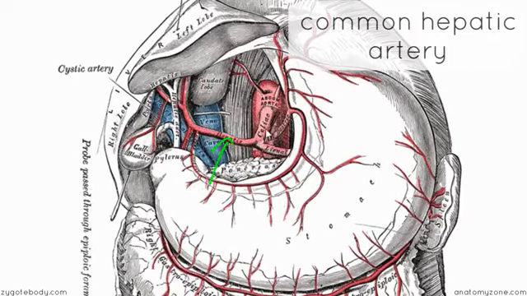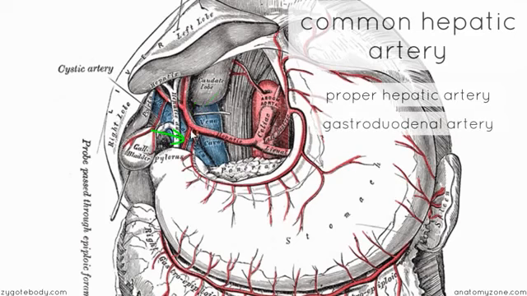As it comes off the celiac trunk, it turns right, and it has two terminal branches. So it gives off the proper hepatic artery, which goes to the liver, which I'm showing you here, and it's got the gastroduodenal artery, which descends to supply the duodenum and the head of the pancreas. So it also gives off a branch which supplies the surface of the stomach, and we've seen this branch before. It's the right gastroepiploic artery.